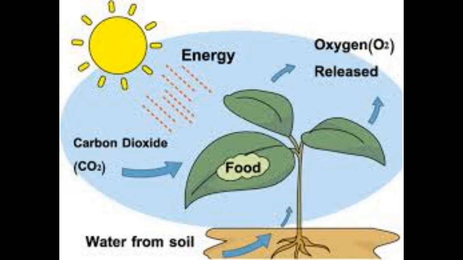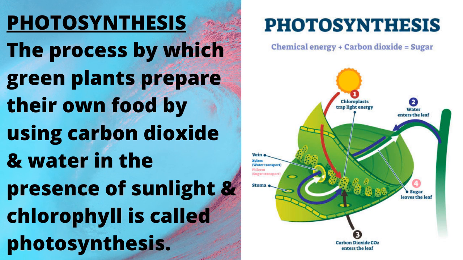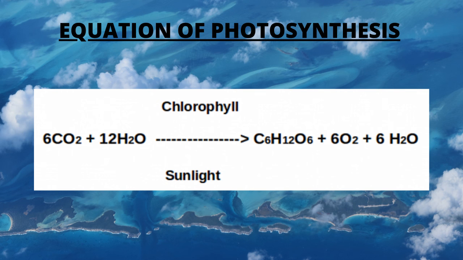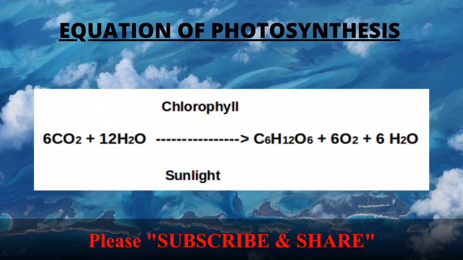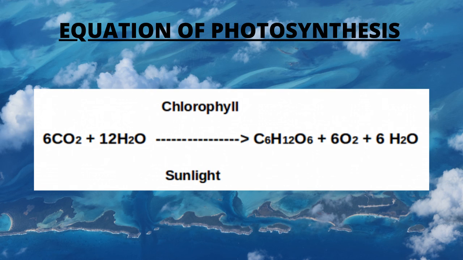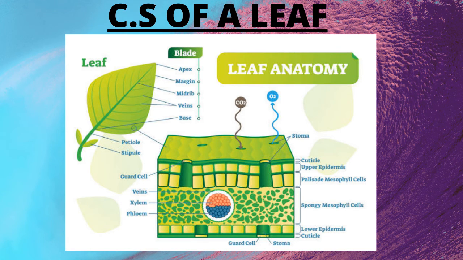Here, the light energy is converted to chemical energy. And the equation for photosynthesis is as follows. 6CO2 plus 12H2O in the presence of chlorophyll and sunlight will give C6H12O6, that is the glucose, plus 6O2 plus 6H2O. Here, oxygen is released as a byproduct in this process. Do you know where actually this process of photosynthesis takes place in the plants? Yes, particularly in the leaves.